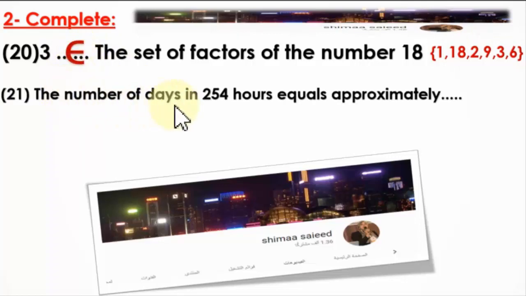Complete. The number of days in 254 hours equals approximately 11 days. Divide 254 by 24.